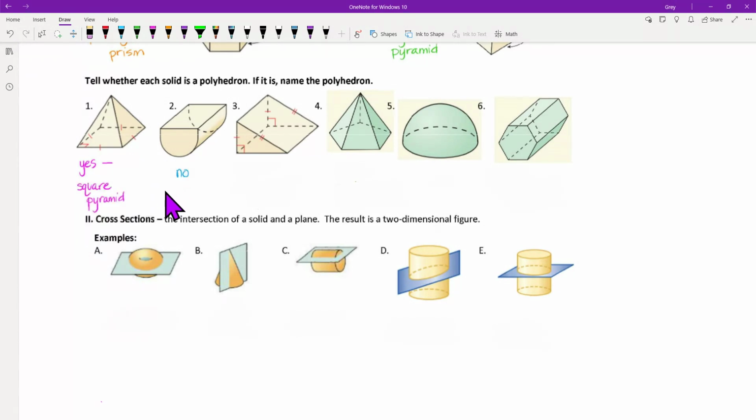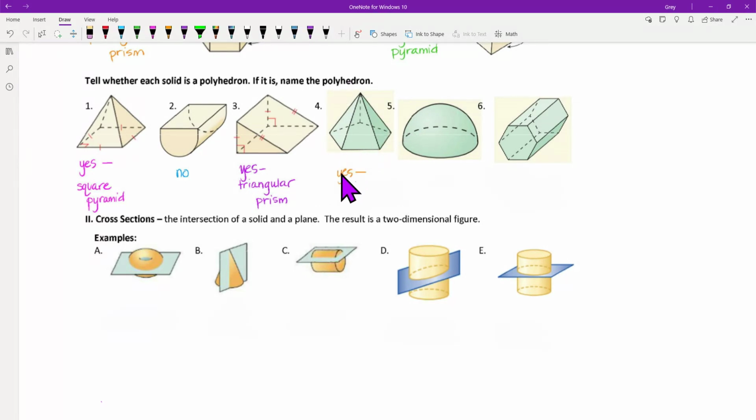Next, I've got a curve, so it is not a polyhedron. Next, is it a prism, or is it a pyramid? The pyramid comes to a point. This one doesn't. I have a triangle here, and I have a triangle here. They are congruent triangles, and that means that yes, it is a polyhedron, and it is a triangular prism.